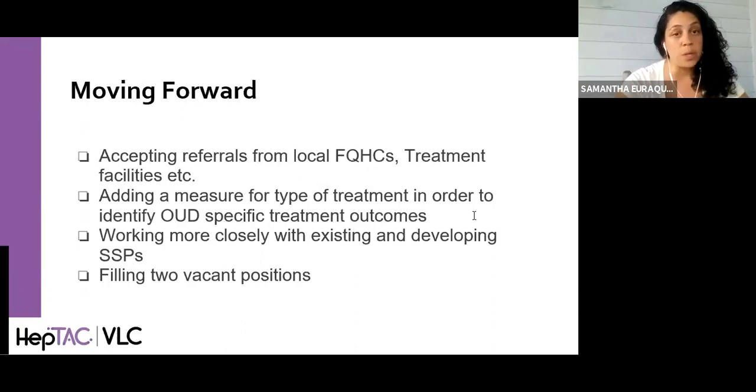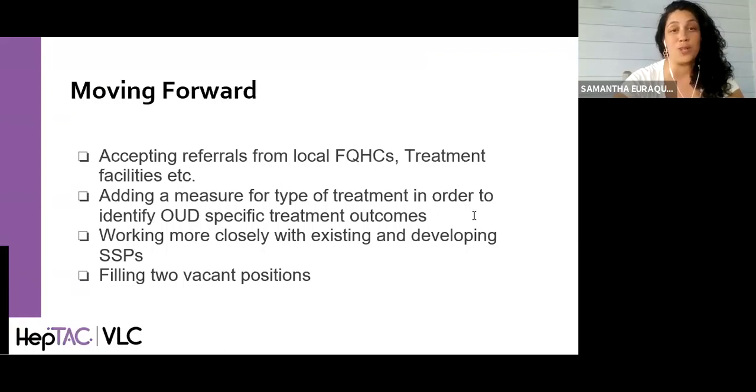And so in moving forward, accepting referrals has been really important from FQHCs and also treatment facilities. So when someone is coming out of detox, we can be that helping hand to keep them connected to services, to keep them focused on the benefits of not using substances, or the benefits of continuing to stay connected to a provider.